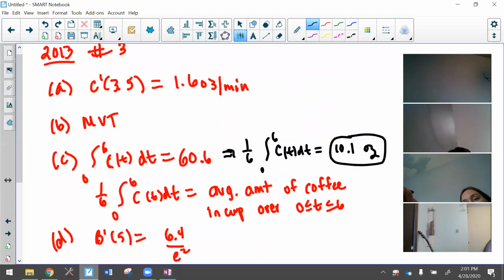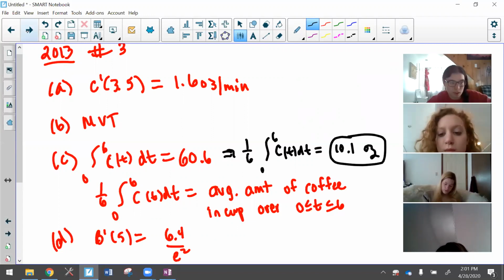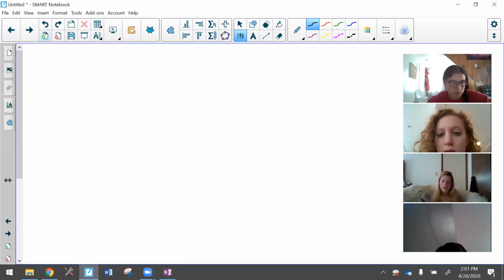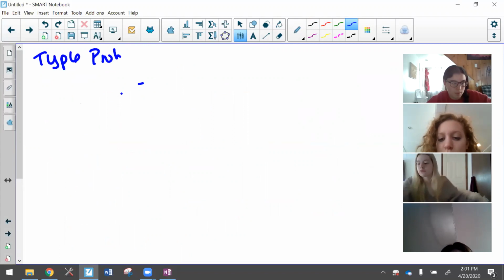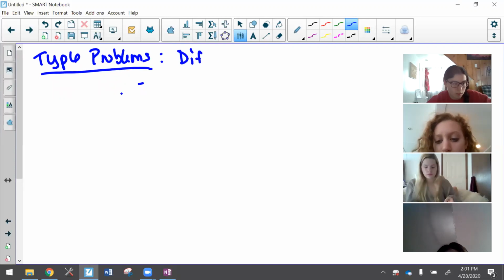All right, so anything else on this problem? Because if not, then we are on to a new type of problem. Okay, we all good here? All right, so we are on to type 6 problems. So type 6 problems are differential equations.